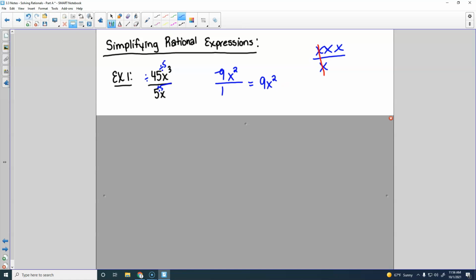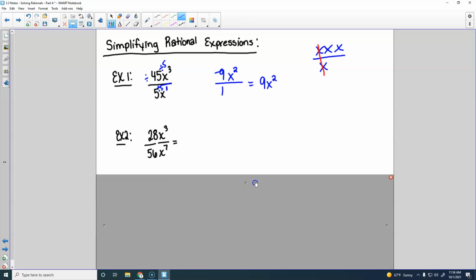The exponents here, this was a 3, this is a 1. I can basically just subtract my exponents, right? And then wherever I have the most x's, that's where my answer is going to end up. Let's try this one.